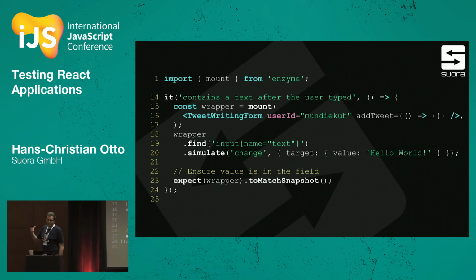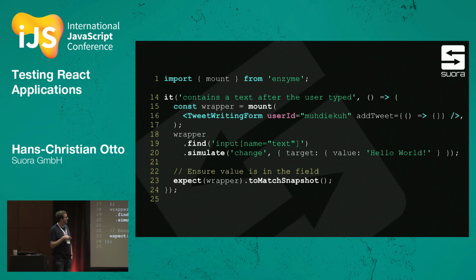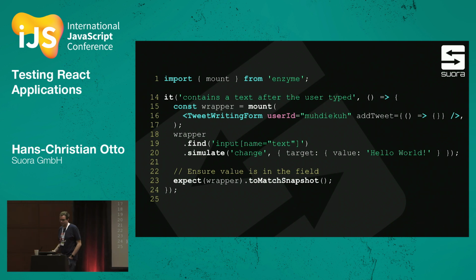And within that wrapper, I search for an element. I think this is a CSS selector, so this is what I pretend to not know. And I look for an input element that has the name text, which should be the text of my tweet. And on that, I simulate a change event. So this is very, very technical. There are, of course, libraries that would abstract that away from us, but I didn't want to introduce yet another library.